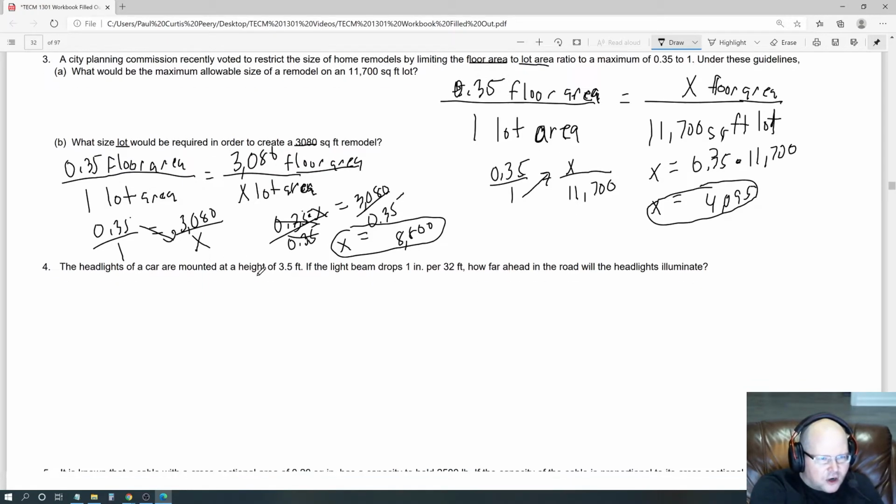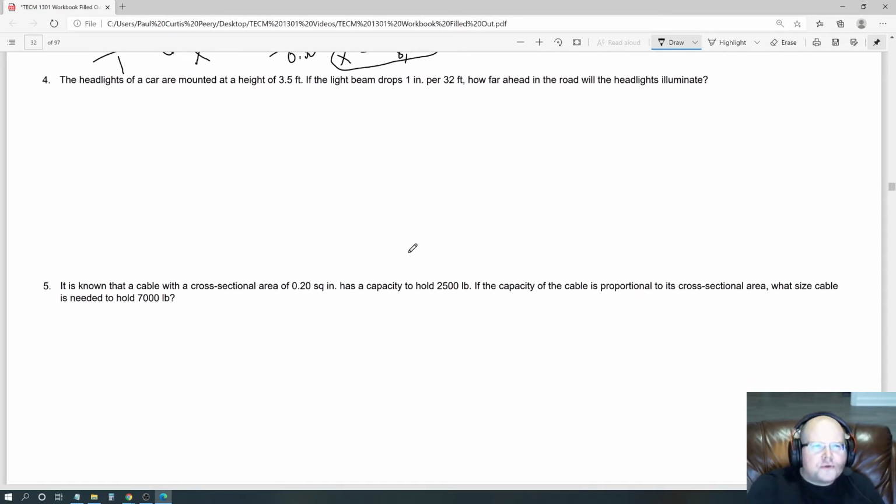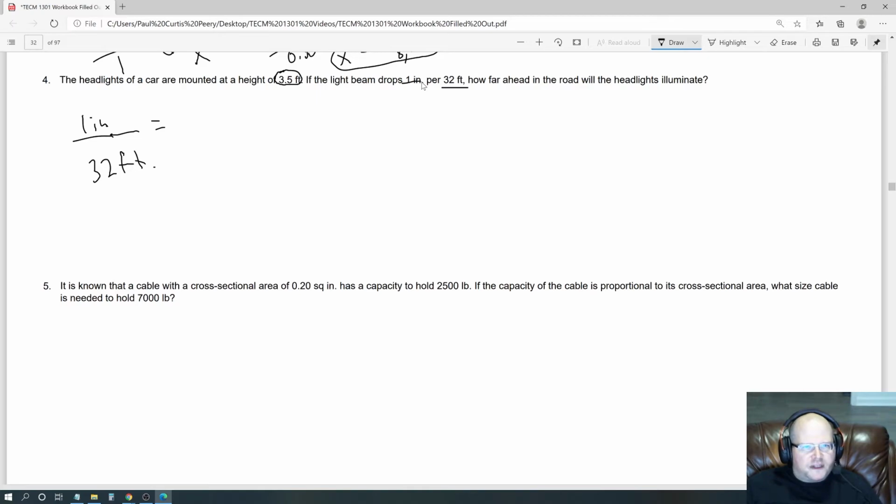Okay, so the headlights of a car are mounted at a height of 3.5 feet. If the light beam drops 1 inch per 32 feet, how far ahead in the road will the headlights illuminate? First step here is we have this ratio right here, which is 1 inch per 32 feet. Now, here's the thing. This right here is the one that has to do with the drop. So if you're 3.5 feet off and the light beam drops 1 inch, this is how high it is to start with.